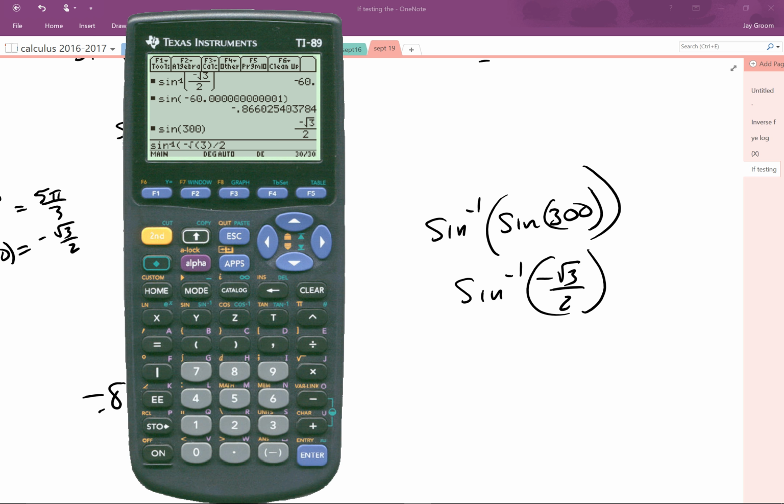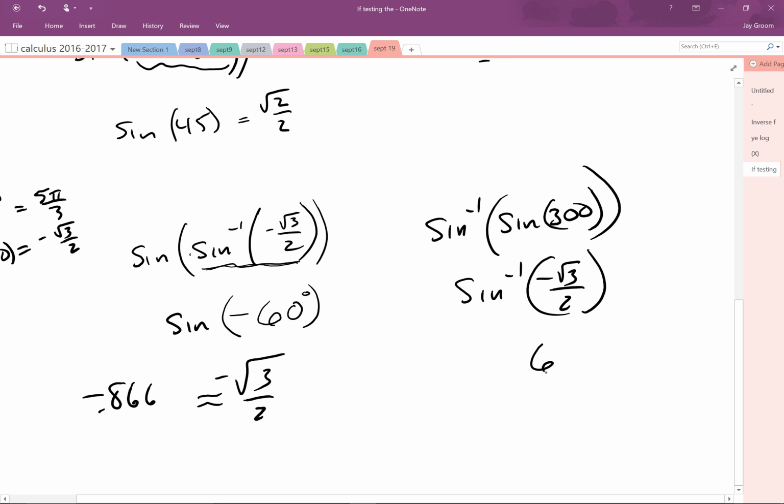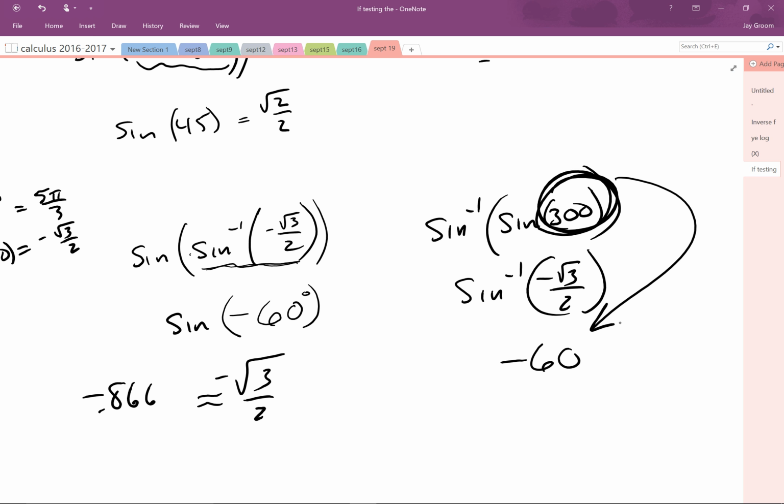Oops, enter, parentheses. Oh, it's negative 60. It's negative 60. Wait a minute. I put in 300 and I got out negative 60? What? Did I get back to where I started from? No.